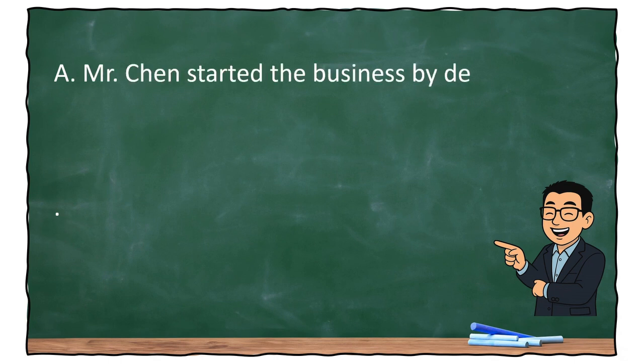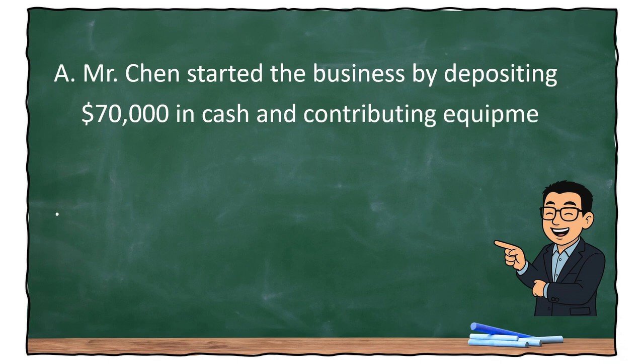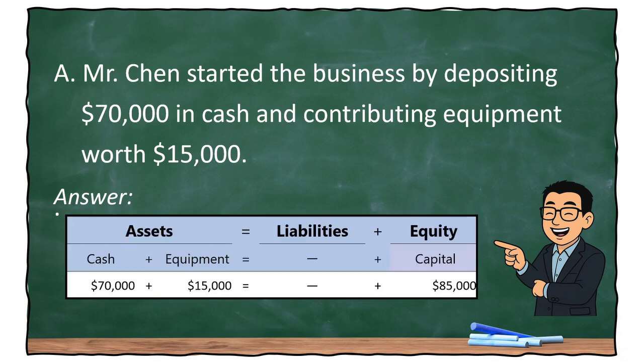Mr. Chen invested $70,000 in cash and equipment valued at $15,000. In the accounting equation, both cash and equipment are assets, totaling $85,000. Since this is the owner's investment, it increases owner's equity by $85,000. This keeps the accounting equation in balance.